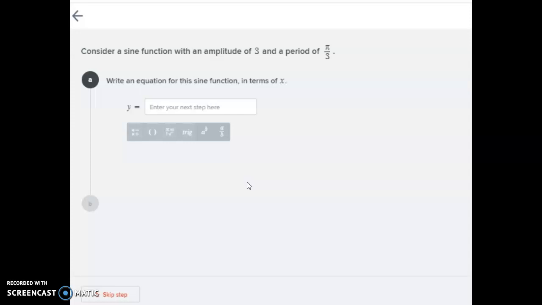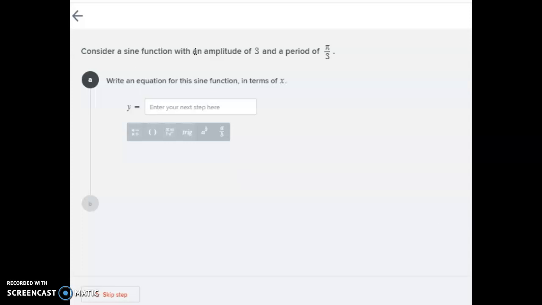Welcome back. This is Mr. Piddlecaw discussing the Pre-Calculus Honors Quiz 2.1, Unit 2, Quiz number 1. This is problem number 4, and it's got 2 parts, I think.